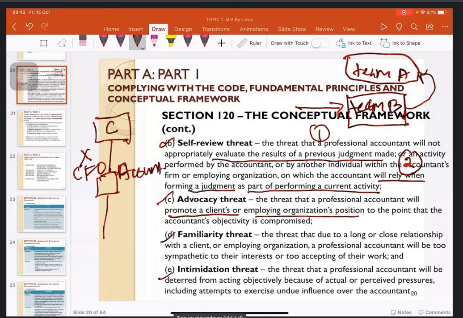So they ask you, do you have anyone they can appoint as accountant? Maybe you refer the client to your friend, or say you have an accountant friend who wants to find another job. Your friend joins as accountant and then you audit him. That one we call part of the advocacy threat.